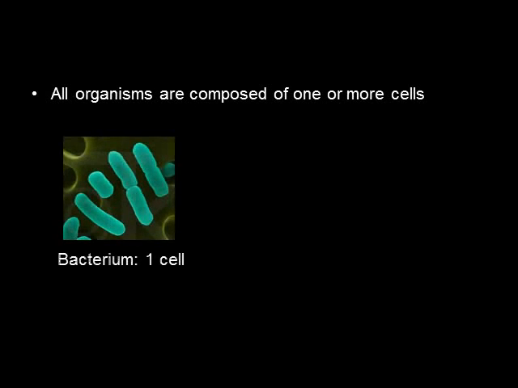A bacterium is made of one single cell. A human being is made of something like 40 trillion cells. That's 40 with 12 zeros.